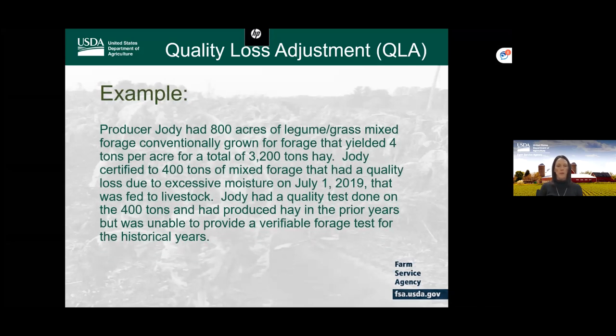So this example is producer Jody had 800 acres of a legume grass mix forage, which was conventionally grown, that yielded 4 tons per acre for a total of 3,200 tons. Jody certified that 400 tons of the mixed forage had a quality loss due to excessive moisture. Jody had a quality test done on the 400 tons and had produced hay in the prior years, but was unable to provide a verifiable forage test for the historical years.